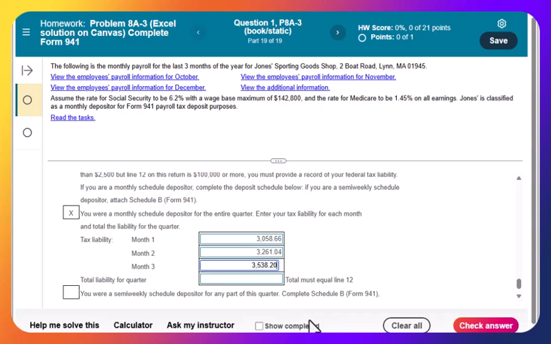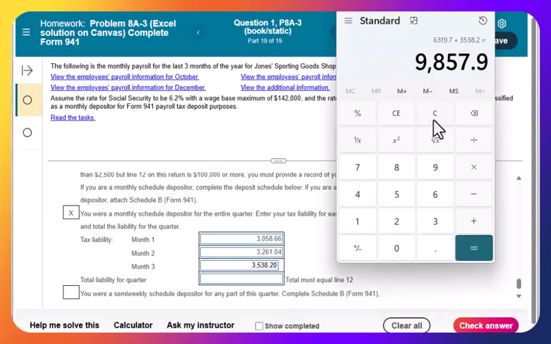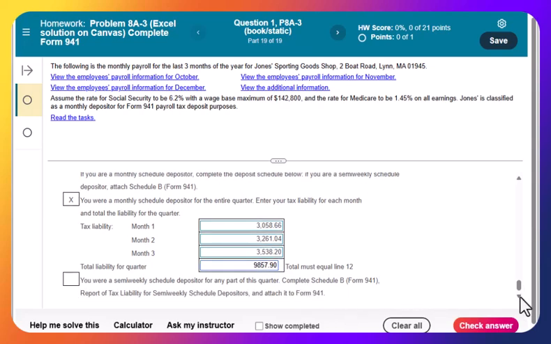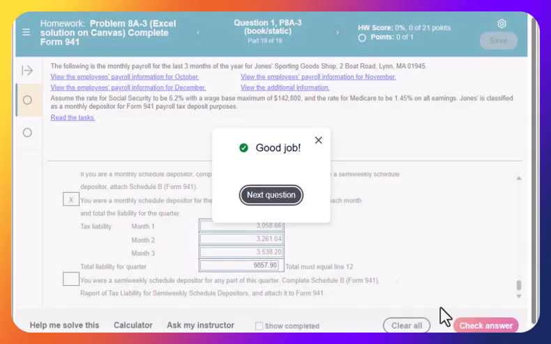And then go ahead and total these up, and go ahead and do $3,058.66 plus $3,261.04 plus $3,538.20, and then that's that total again, the $9,857.90. And then we can go ahead and scroll through. Nothing else left here, so we can go ahead and check our answer. Good job.